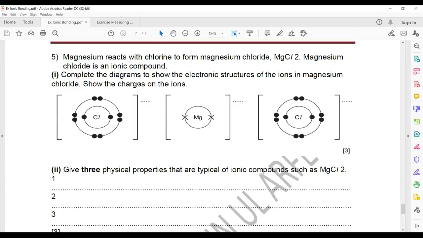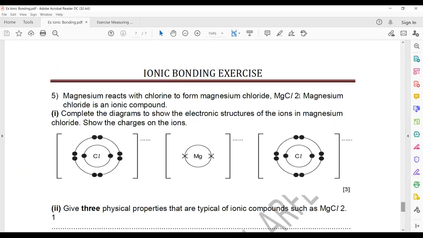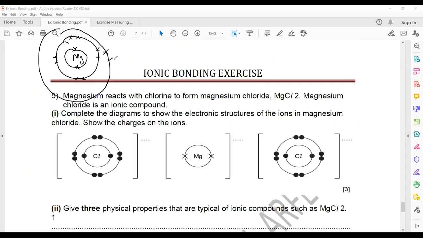So the structure of the magnesium: the first shell will have 2 electrons, the second shell will have 8 electrons, and the third shell will have 2 electrons. And there are 2 chloride atoms, and the electronic configuration for chlorine is 2, 8 and 7.